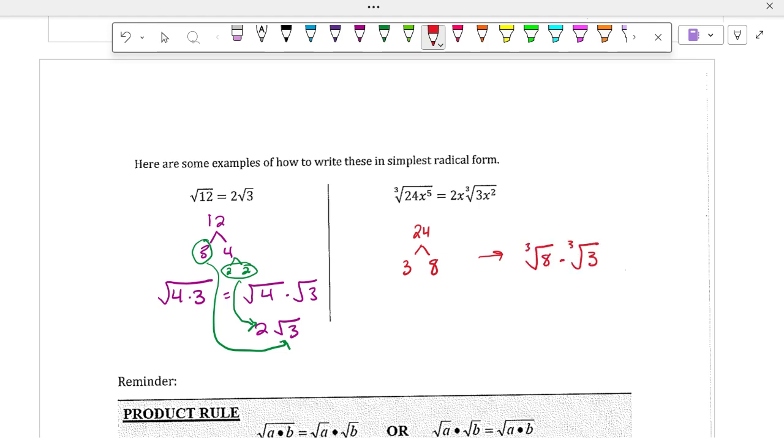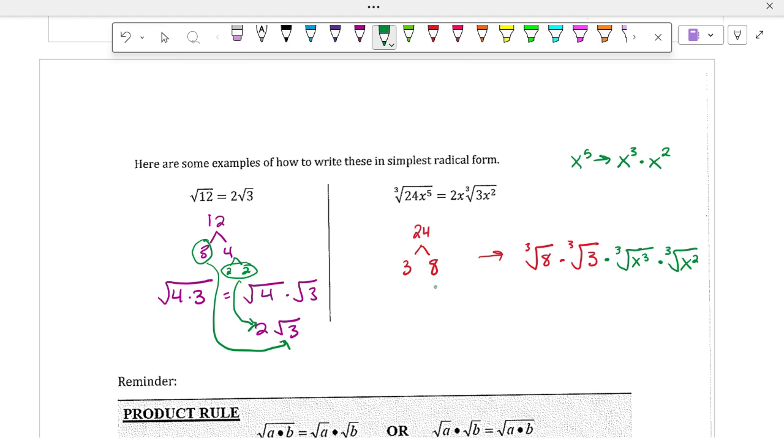Now, as for x to the 5th, you want to get to an exponent that is a multiple of 3. So in other words, if I divide it by 3, it will go in evenly. So the closest I can get with x to the 5th is x cubed. So I can rewrite x to the 5th as x cubed times x squared. So I can then do times the cube root of x cubed times the cube root of x squared.